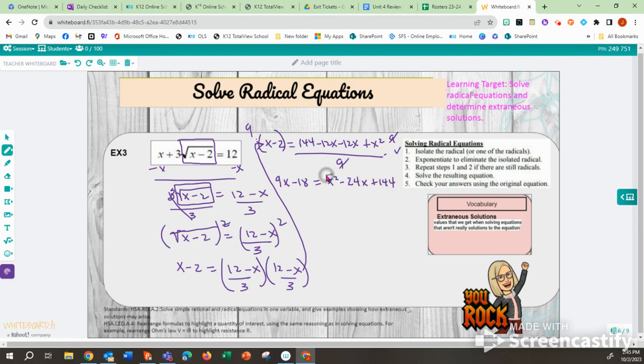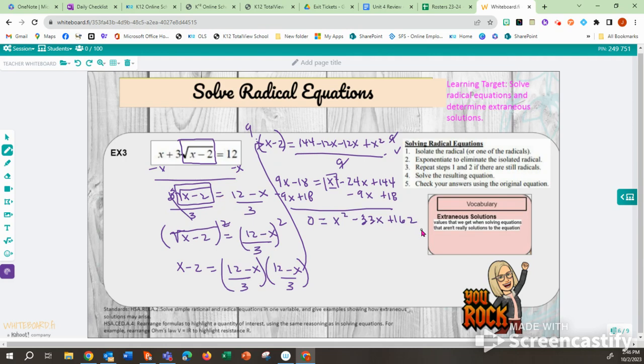I do have an x squared. It's not going to cancel out. So I'm going to move my 9x and my 18 over to the right-hand side. So I'm going to subtract 9x and I'm going to add 18. And that's going to leave me with 0 on the left. And you do want your equation to be solved for 0 if you have an x squared. And that's going to leave me with x squared minus 33x plus a really big number. I think that's 162.